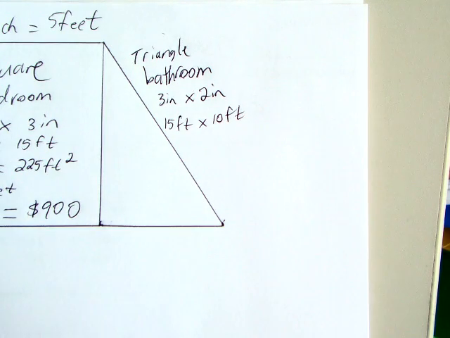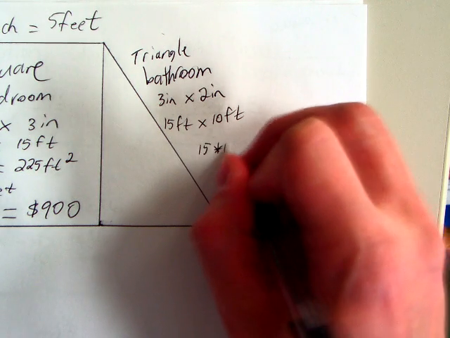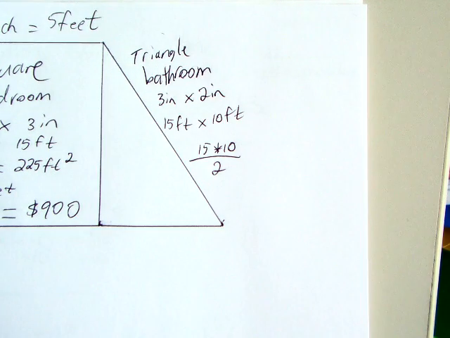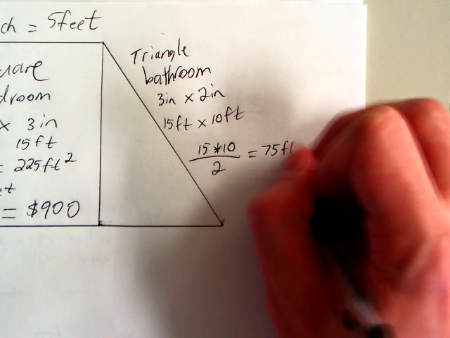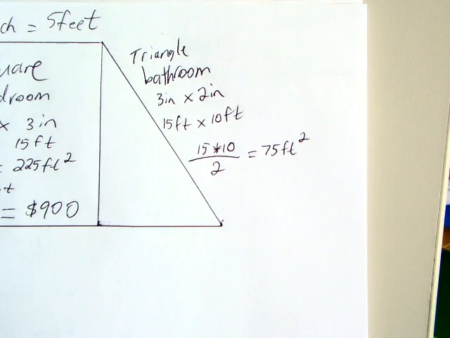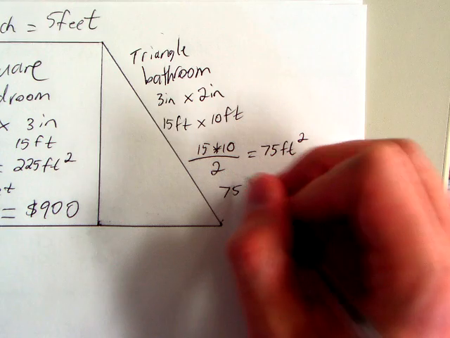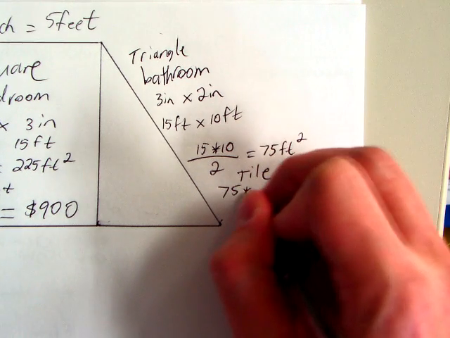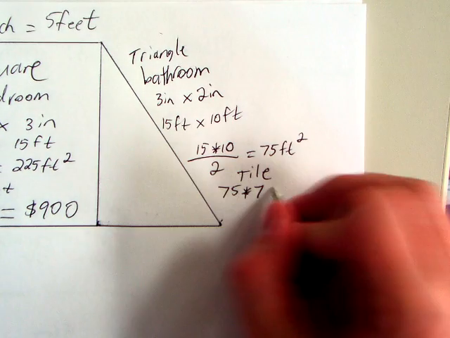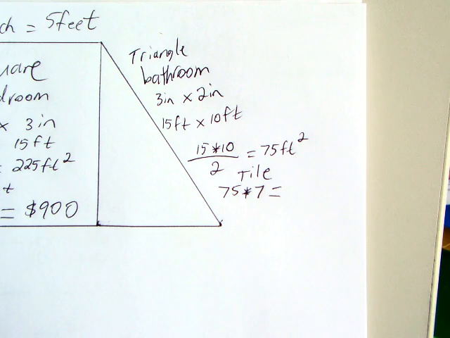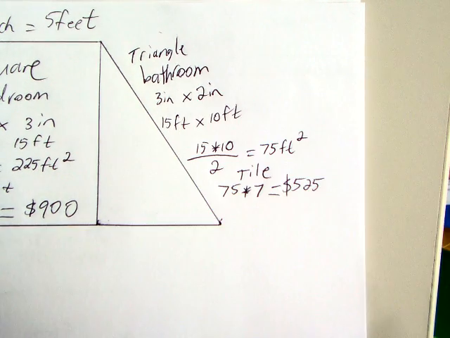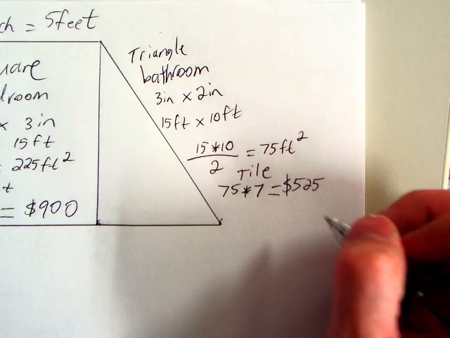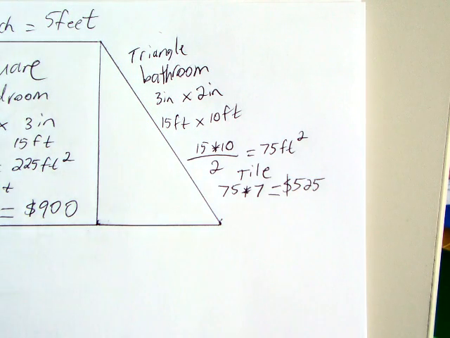To find the area, we're going to take 15 times 10 and divide it by 2. That's the formula for area of a triangle. This gives us 75 feet squared. If we want to multiply this by $7 per square foot, which is the price of tile, we get 525. Let's see, is that right? 525, I think. 2 rooms done.